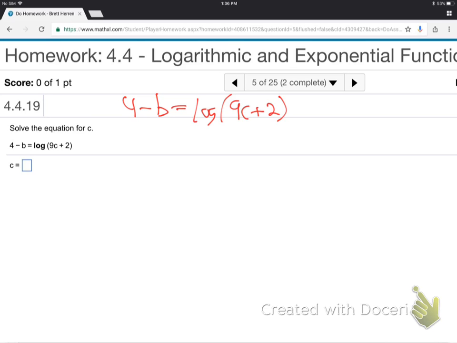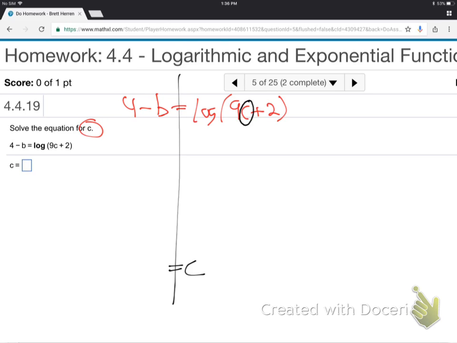Now, they want me to solve for c. It's kind of like keep your eye on the ball. This is the ball, the one we're trying to get alone. Keep your eye on the c all the way through. That's the one we're trying to get alone, that little c right there. So how in the world are we going to get that little c alone?